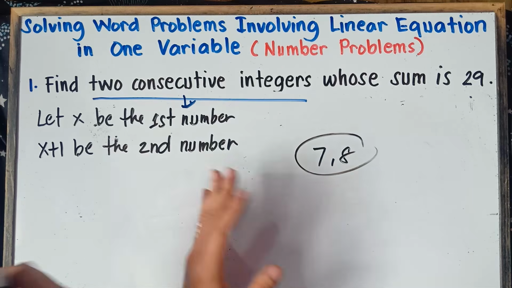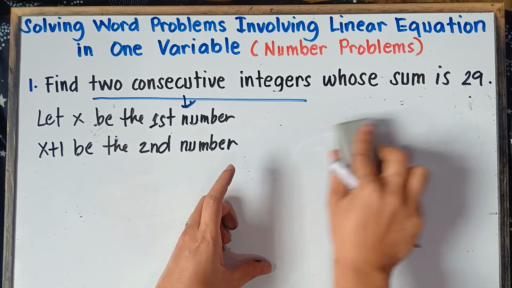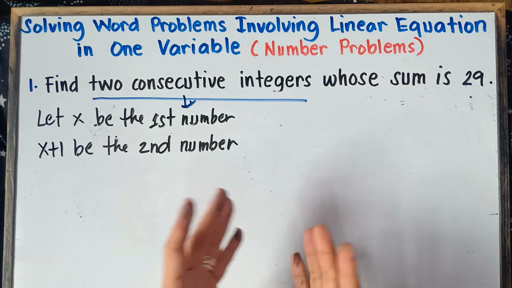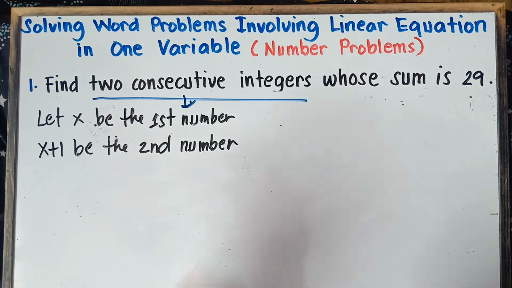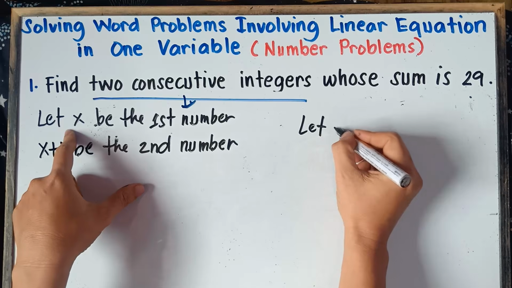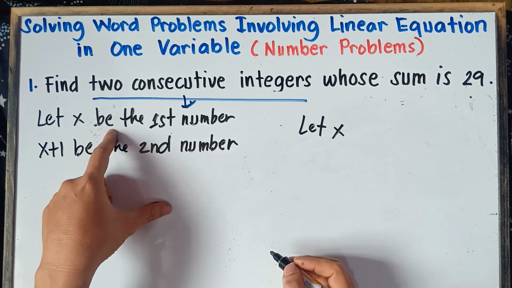But the problem, class, is we don't know the exact number. We don't know what the first number is. That's why we let x be the first number.